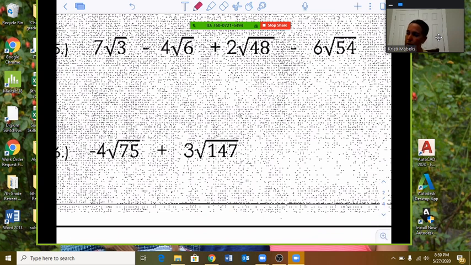Let's start off with the 3. Radical 3, can that be simplified? No. How about a radical 6? Can that be broken down? No. How about a 48? Pretty high number. I bet we can split it.